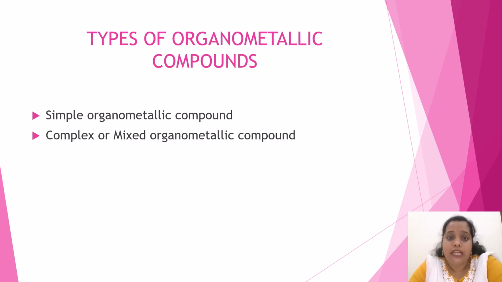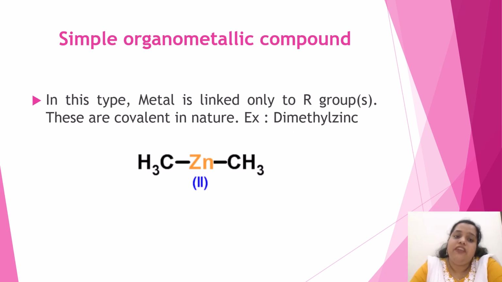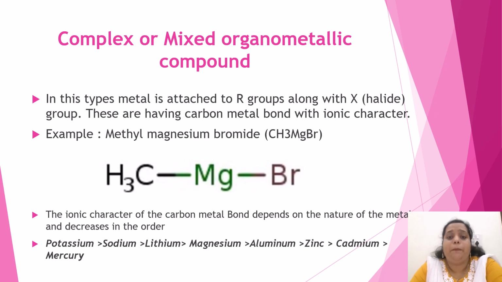If we talk of the types of organometallic compounds, there are two types: one is simple organometallic compounds, the other is complex or mixed organometallic compounds. In simple ones, the metal is linked only to R groups or alkyl groups. These are covalent in nature, for example dimethyl zinc, where you can see methyl groups connected on either side of the zinc.